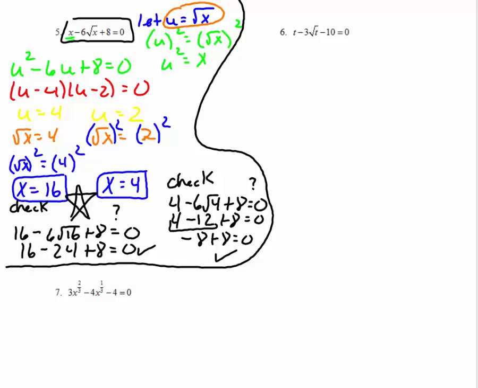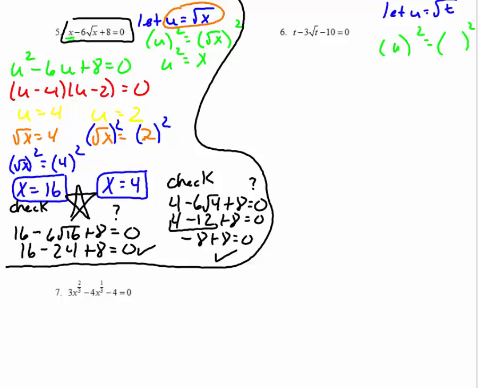So number 6. t minus 3 square root of t minus 10 equals 0. We'll start off the same way. We're going to say let u equal the square root of t, the middle variable. Then what do we need to do? We need to square the left and square the right, so hopefully we get the first variable.